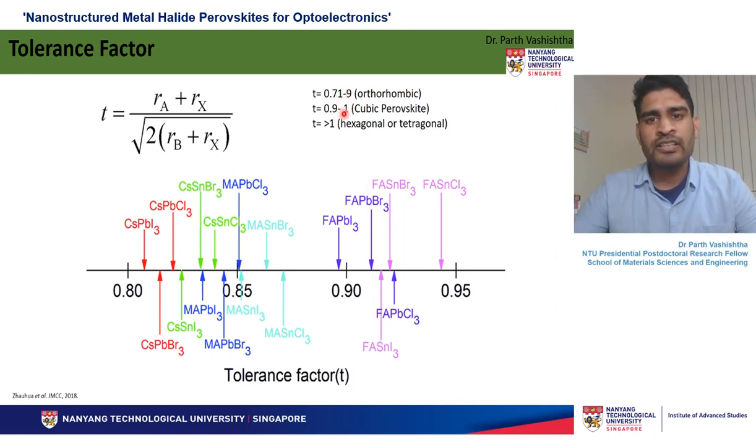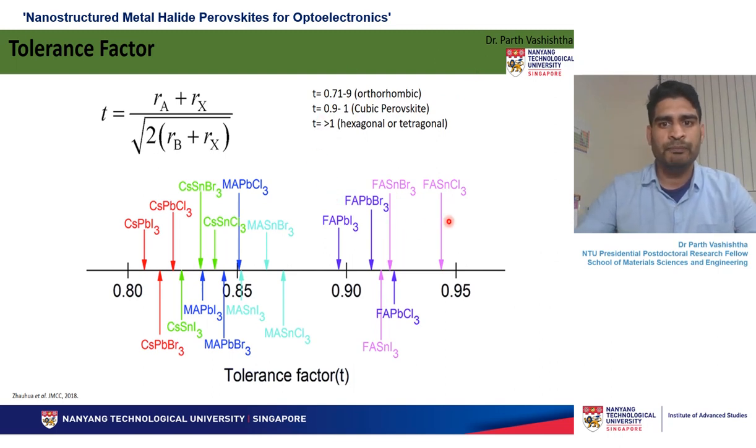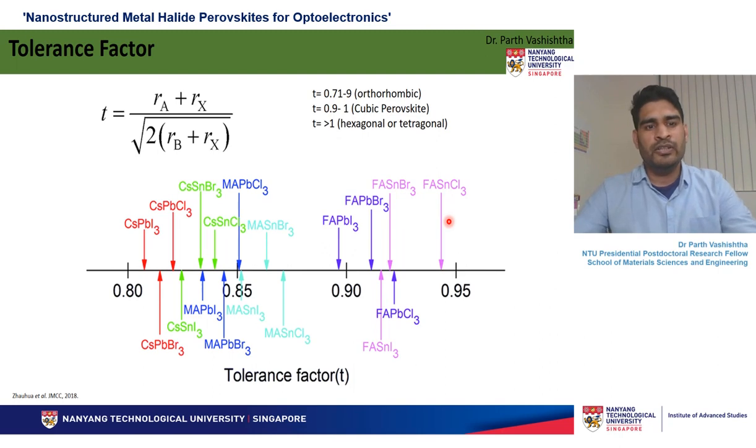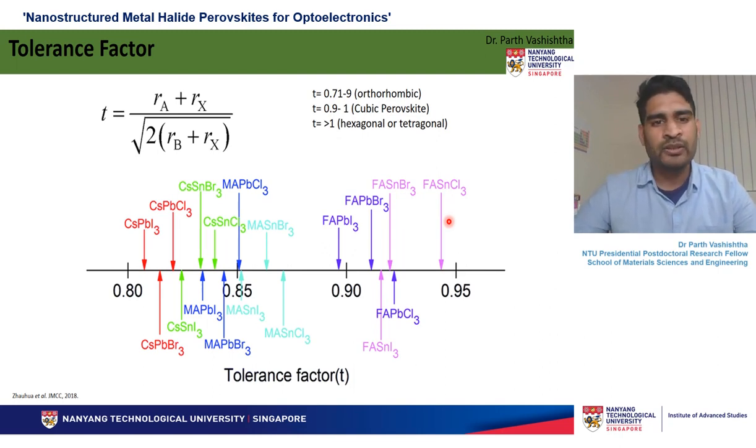If the tolerance factor is between 0.7 and 0.9, it comes under the orthorhombic crystal structure. And if the tolerance factor is higher than 1, then it becomes hexagonal and tetragonal. These are distorted perovskite structures, not really a perovskite. So all of these materials have this tolerance factor, which can be calculated before even making these materials to estimate if these structures are going to be stable or not.